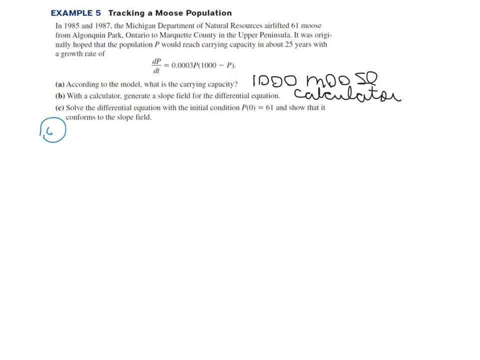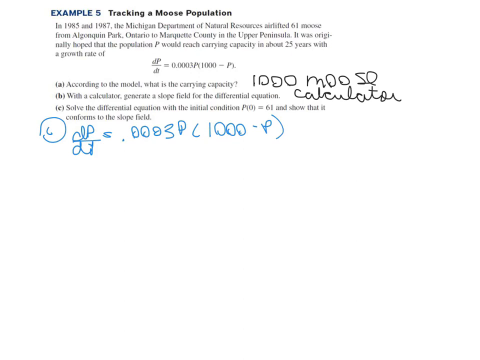So for C, it says solve the differential equation with initial condition of P sub 0, or P at 0, equal to 61, and show that it conforms to the slope field. So once you get the equation, you want to put it in with your slope field on your calculator and show that it follows the pattern. So in order to do this, we need to take our dP over dt, and this is equal to 0.0003p times 1,000 minus p. So we're going to go ahead and solve this.